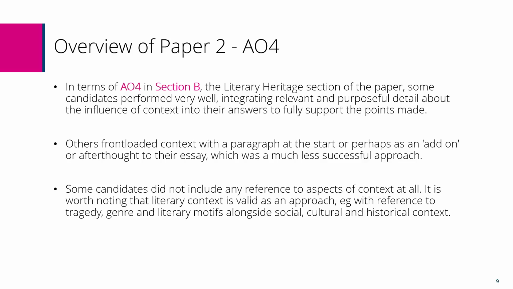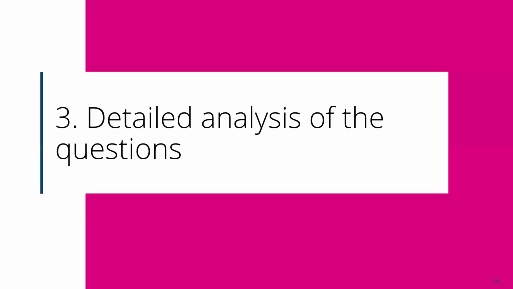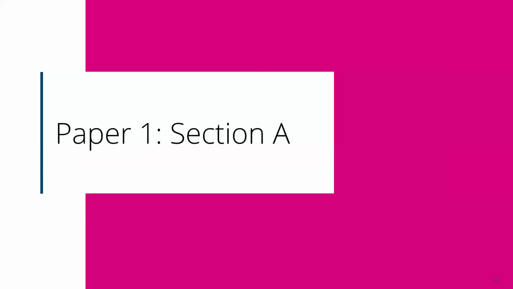We're now going to have some top level points. So we're now going to move on to look at detail of the paper, the assessment objectives and the questions. So we're going to delve here into how students of different abilities responded to the questions and the requirements of the mark scheme. So very logically, we're going to start with paper 1, section A, and we're going to work our way through. So this section A is obviously the unseen poetry.